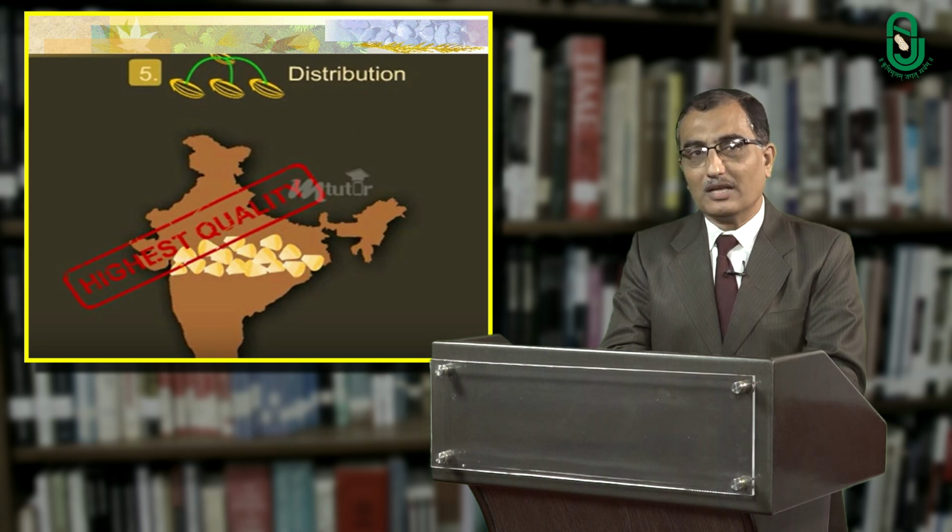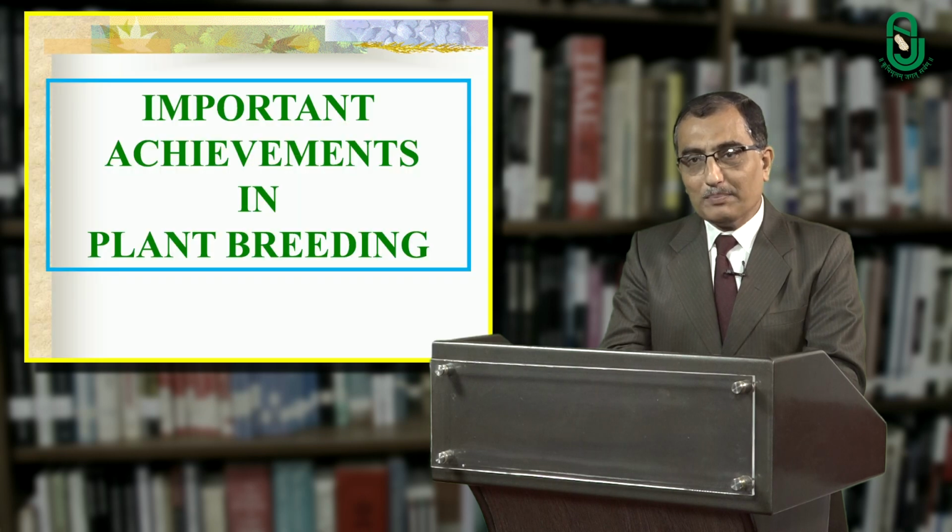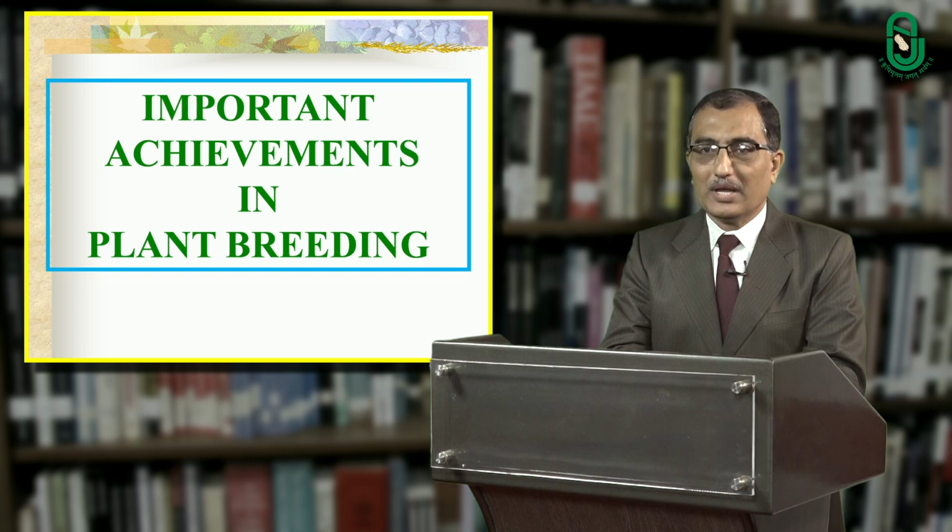So these are the 5 important steps, and I am going to repeat them: creation of variation, selection, evaluation, multiplication and distribution are the important activities of plant breeding. Now, what are the important achievements of plant breeding that we are going to learn today?